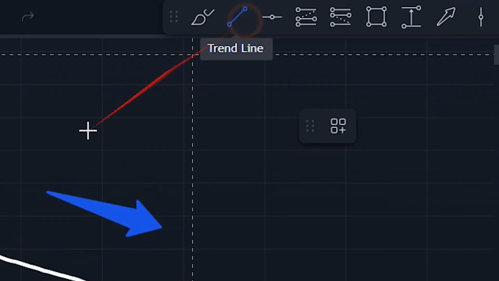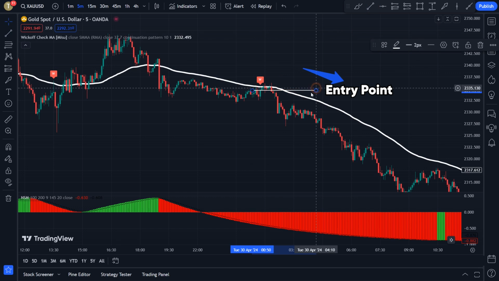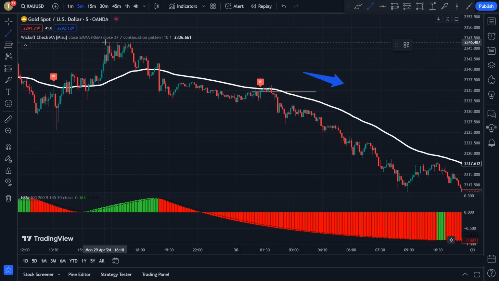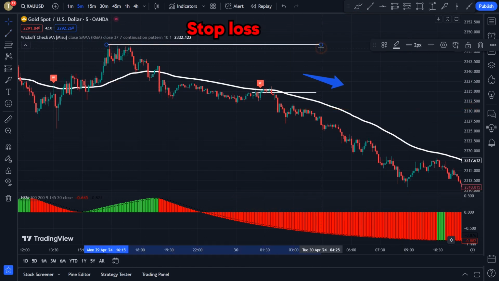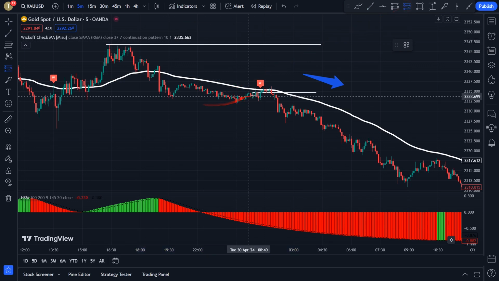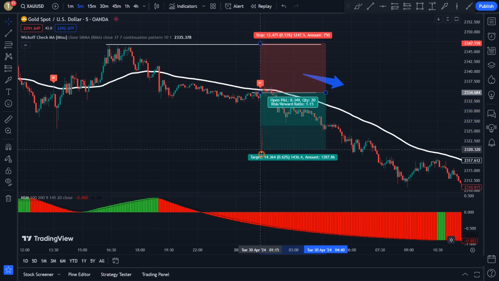Now that all conditions are correct, we understand that we have found a suitable entry point and can enter the trade at this point. For the stop loss, find the last swing high and place our stop loss slightly above that. Now for the take profit, consider a risk to reward ratio of 1 to 1.5 and wait for the trade to close with a profit.